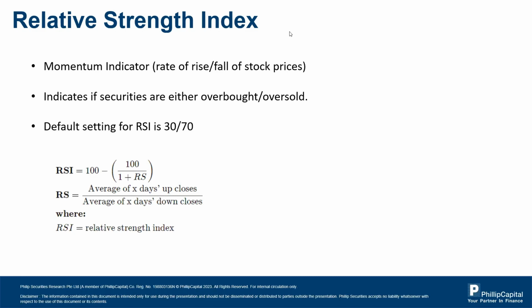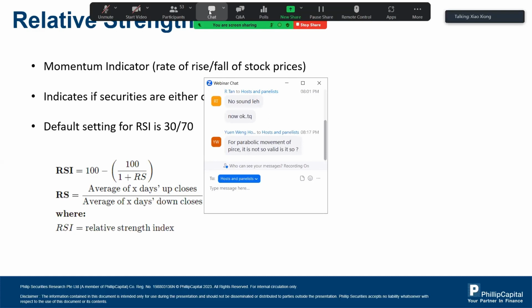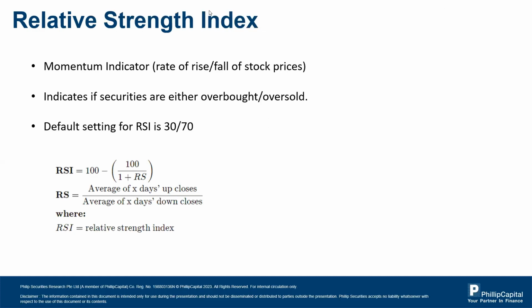So once again, the default setting for RSI is 30/70. Some people feel that the chart is moving too fast, so they'll set it at 20/80. So this can be another line. Then if things move too slow, then you just shorten it, whichever it may be.